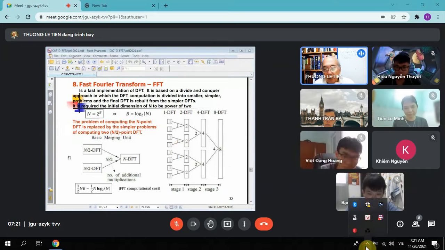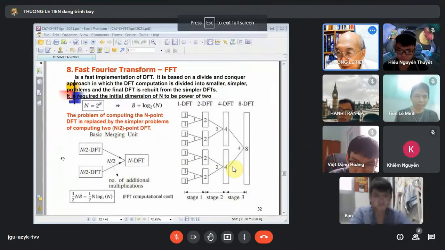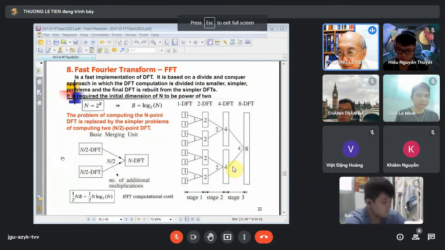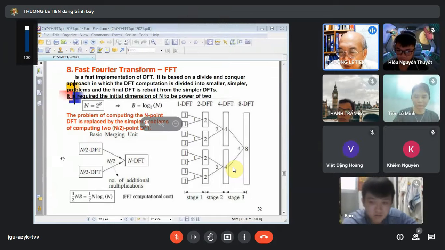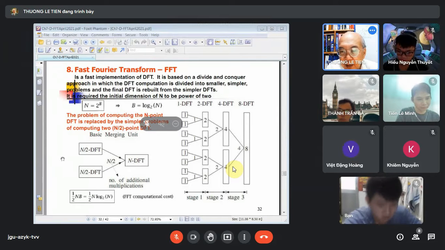Now, we talked about the FFT. Actually, the result of the FFT is exactly the same as the DFT, because the FFT is just a fast algorithm to calculate the DFT. And always stick this into your mind.